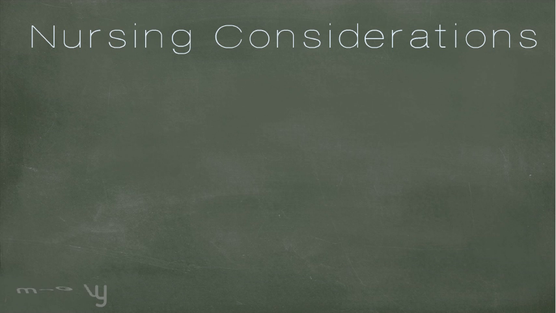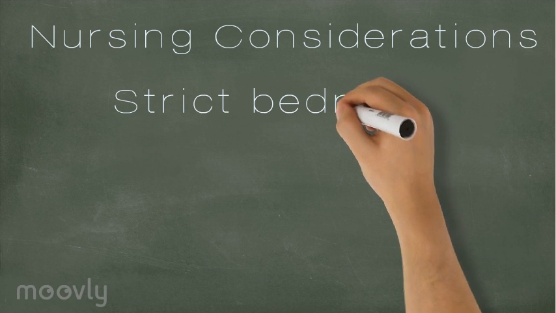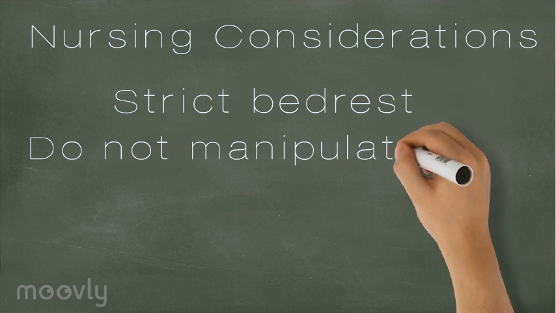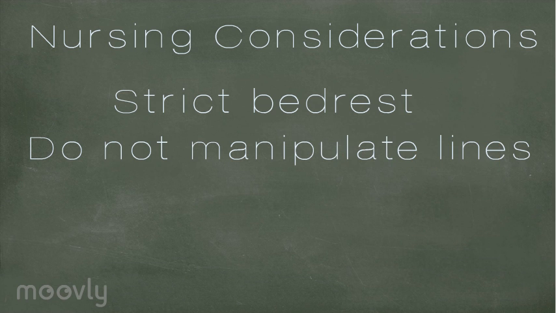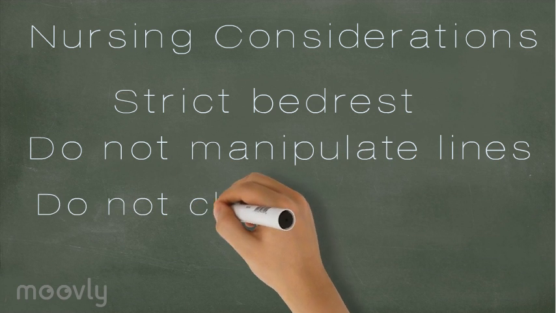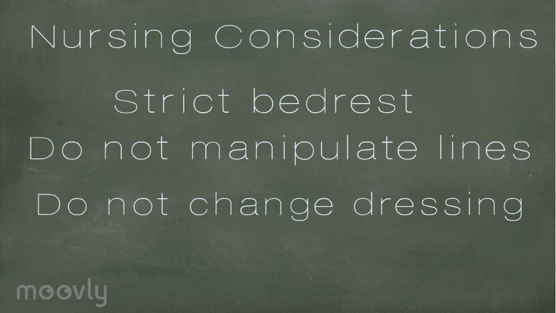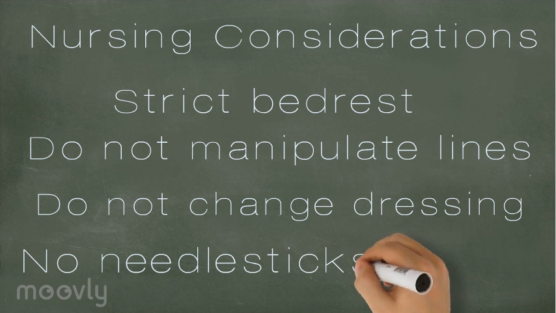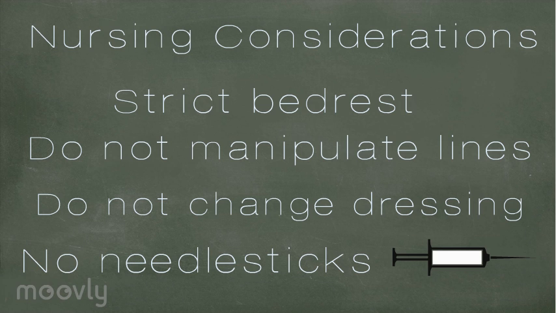Patients on thrombolytic therapy should be kept on strict bed rest, and manipulation of transducer or infusion line should be kept to a minimum. The RN should not change the dressing of the infusion line. Needle sticks should be avoided during tPA infusion, including sheath insertions, intramuscular injections, or subcutaneous or arterial sticks.